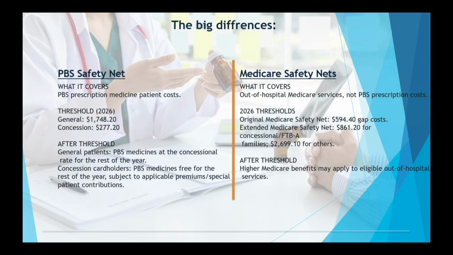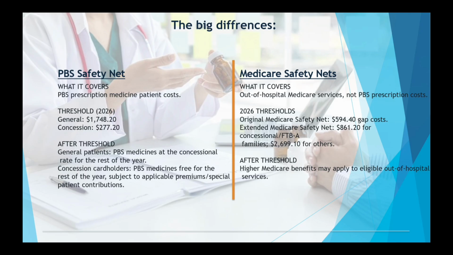The main big difference between the PBS safety net and the Medicare safety net is that the PBS safety net is basically related to the PBS prescription, whereas the Medicare safety net is basically for out of hospital Medicare services. It is not the PBS prescription cost, nothing like that.